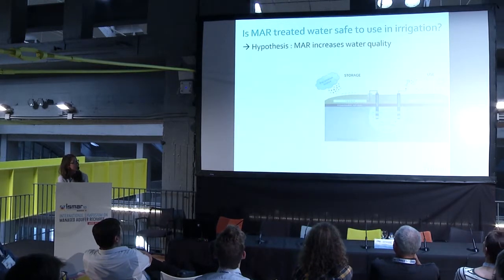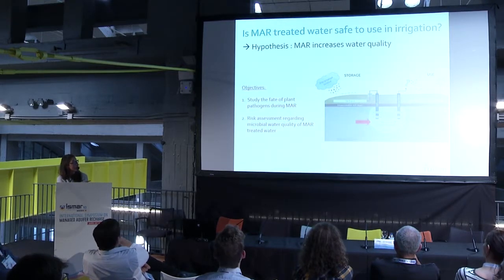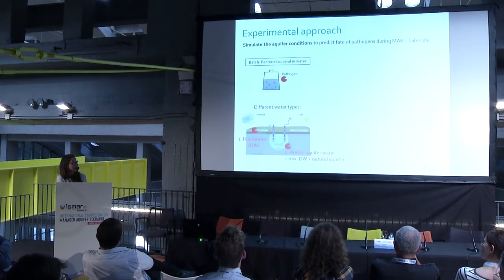So my hypothesis is that MAR increases the water quality through the soil passage, and therefore I study the fate of plant pathogens during MAR, and in the end I want to do a risk assessment of the whole system. So what is the risk if there is a contamination, if we have the soil passage and in the end use the water? Is it safe to use MAR treated water in irrigation?